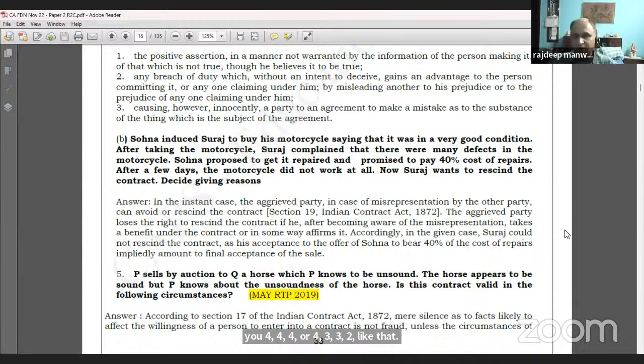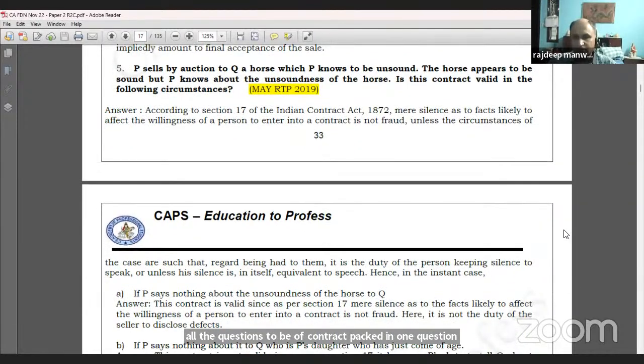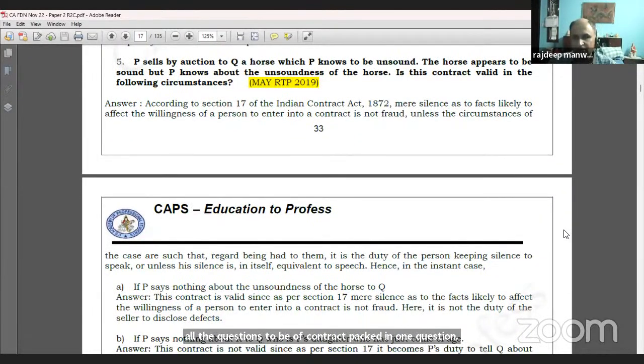ABCD. Okay. And don't expect all the questions to be of Contract Act in one question. That also is one thing which you'll generally make mistakes. Now let's say question 3. The first question will be of Contract Act, the second will be of Sale of Goods Act, the third will be of Companies Act, and the fourth will be of Partnership. So it will all be mixed up. It's not that each question will be only related to one chapter. Yeah, understood. They want you to know all the chapters.